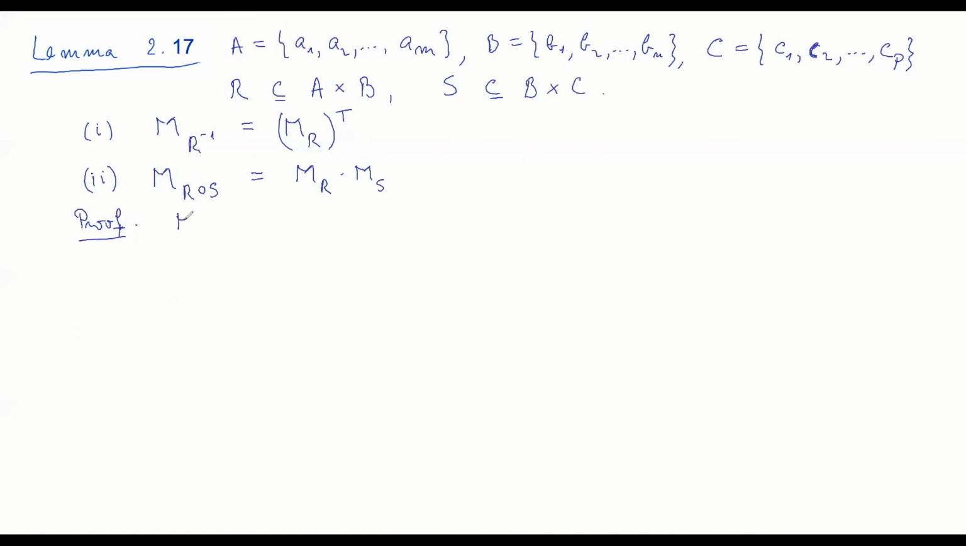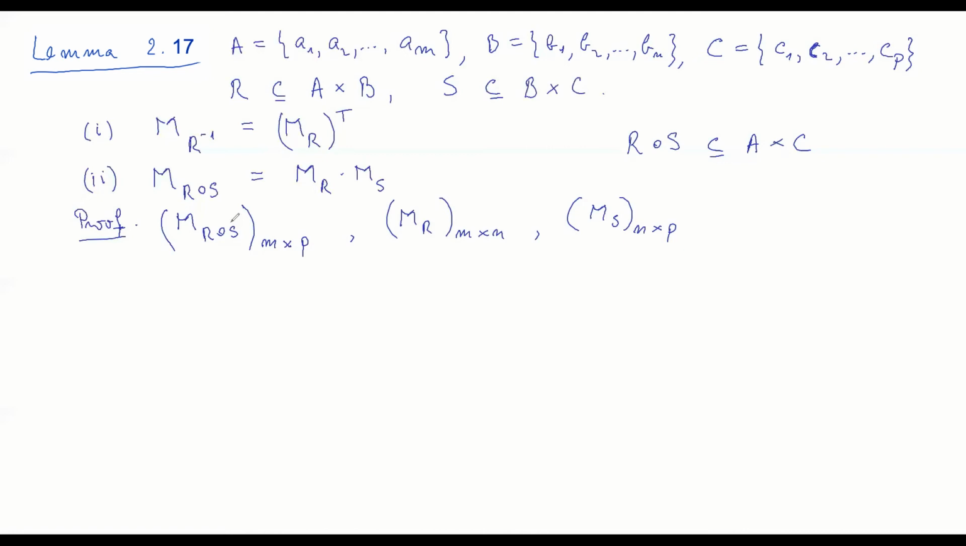So first, I just want to fix the types of these matrices. The matrices corresponding to R and S. Remember, R composed with S was defined to be a relationship over A times C. So the matrix corresponding to R composed with S is a matrix of type m, how many elements A has, times p, how many elements C has. And the type of matrix MR is m times n, and the type of matrix MS is n times p. So this identity has a chance of really holding if we just think about the dimensions of these matrices.